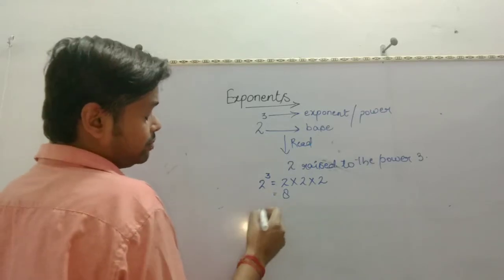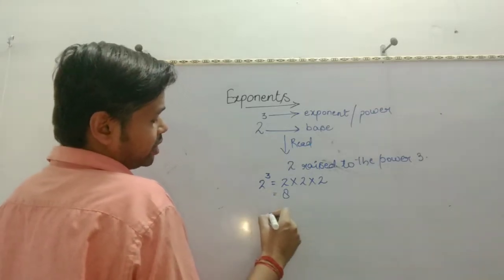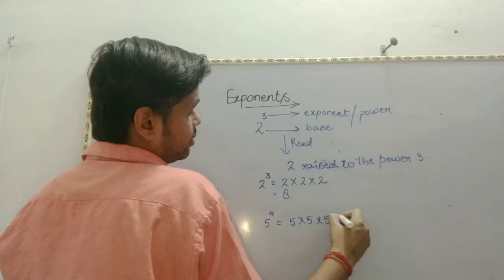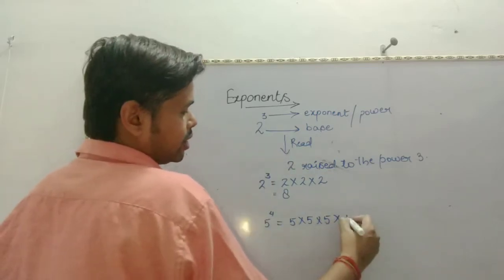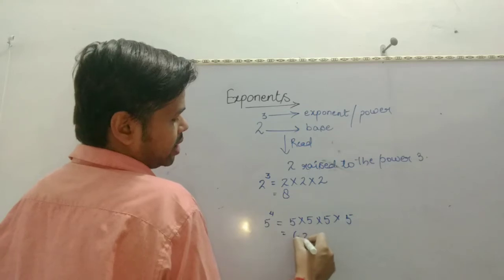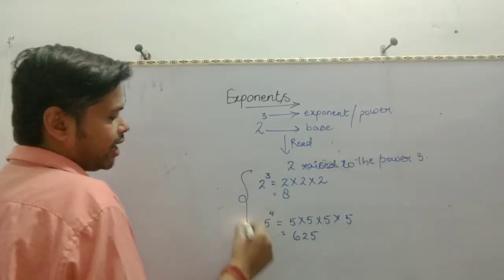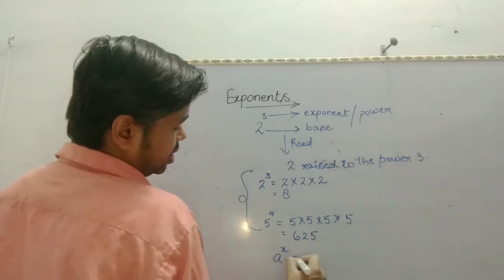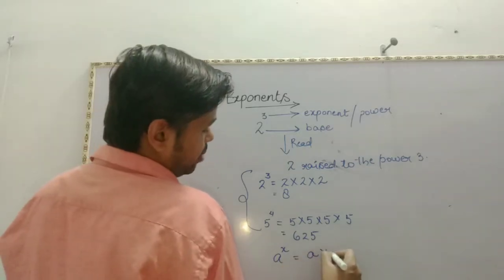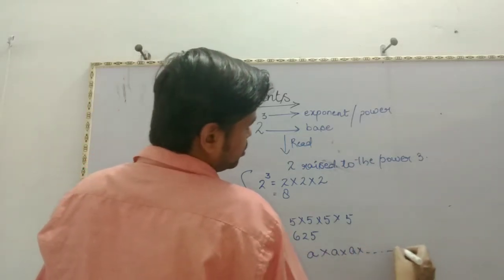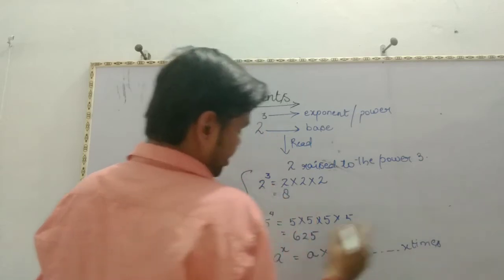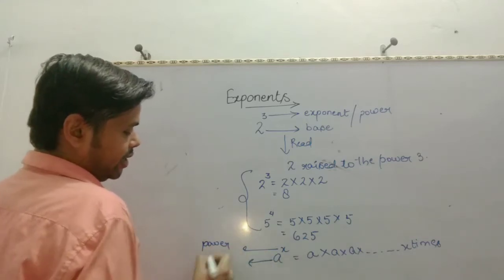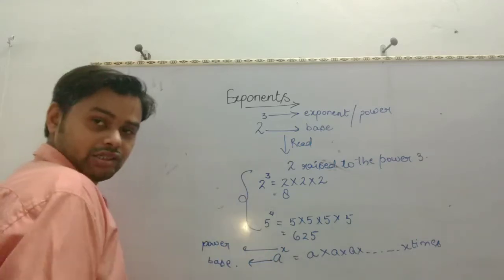Let us take one more example. 5 raised to the power 4. This will be 5 multiplied 4 times by itself, that is 625. So generalizing these terms, we can say that a to the power x is obtained by multiplying a up to x times, where x is the power and a is the base.